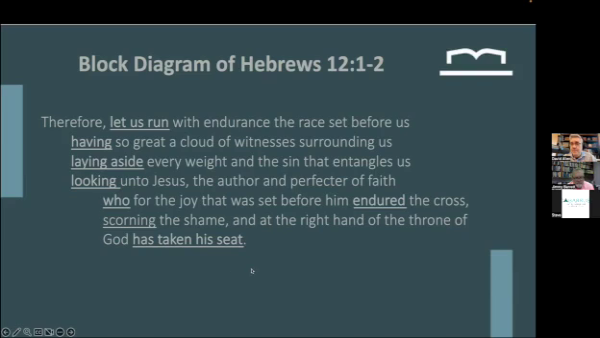Is that helpful to make sure we're clear on how that works? So any text, you can do this block diagram with any text of Scripture. This kind of diagramming works really well with the letters of the New Testament, everything from Romans to Jude. Narratives are a little bit more difficult. You can still do this with a narrative, but this is especially helpful with all of the letters of the New Testament, Romans through Jude.